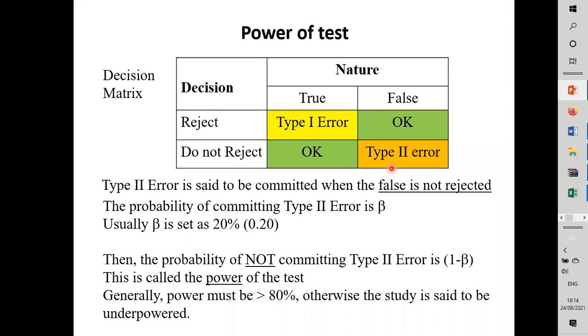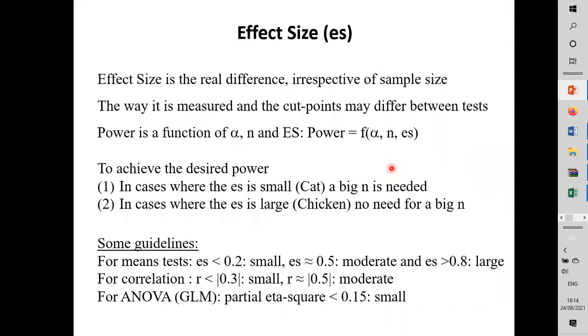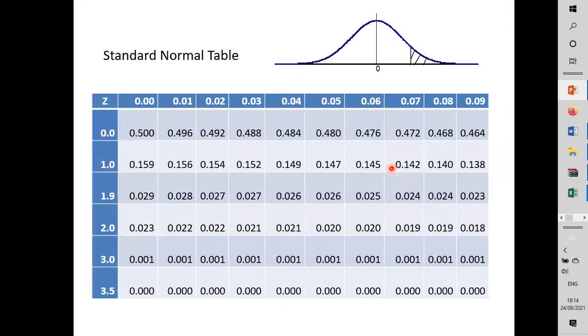Let's power the test. I don't want to go into this. Again, back to the table. The same table, same tail area. That's called the p-value.